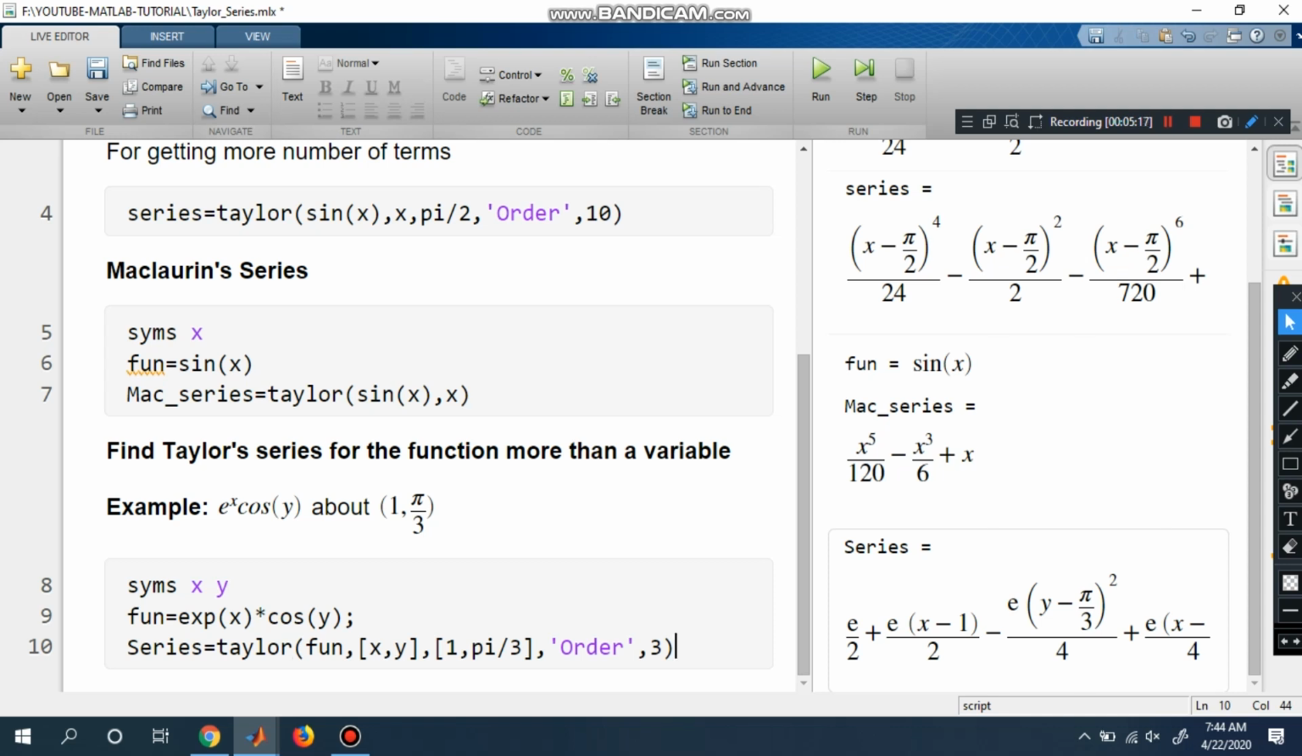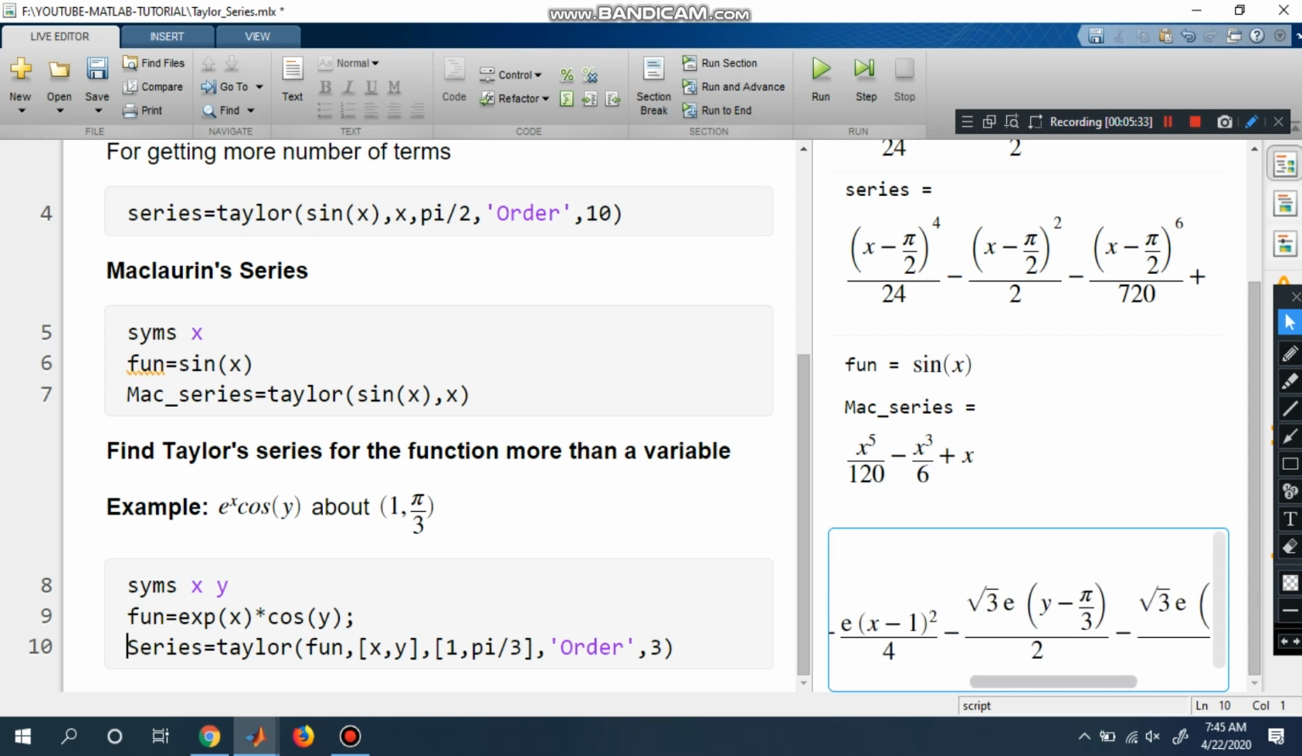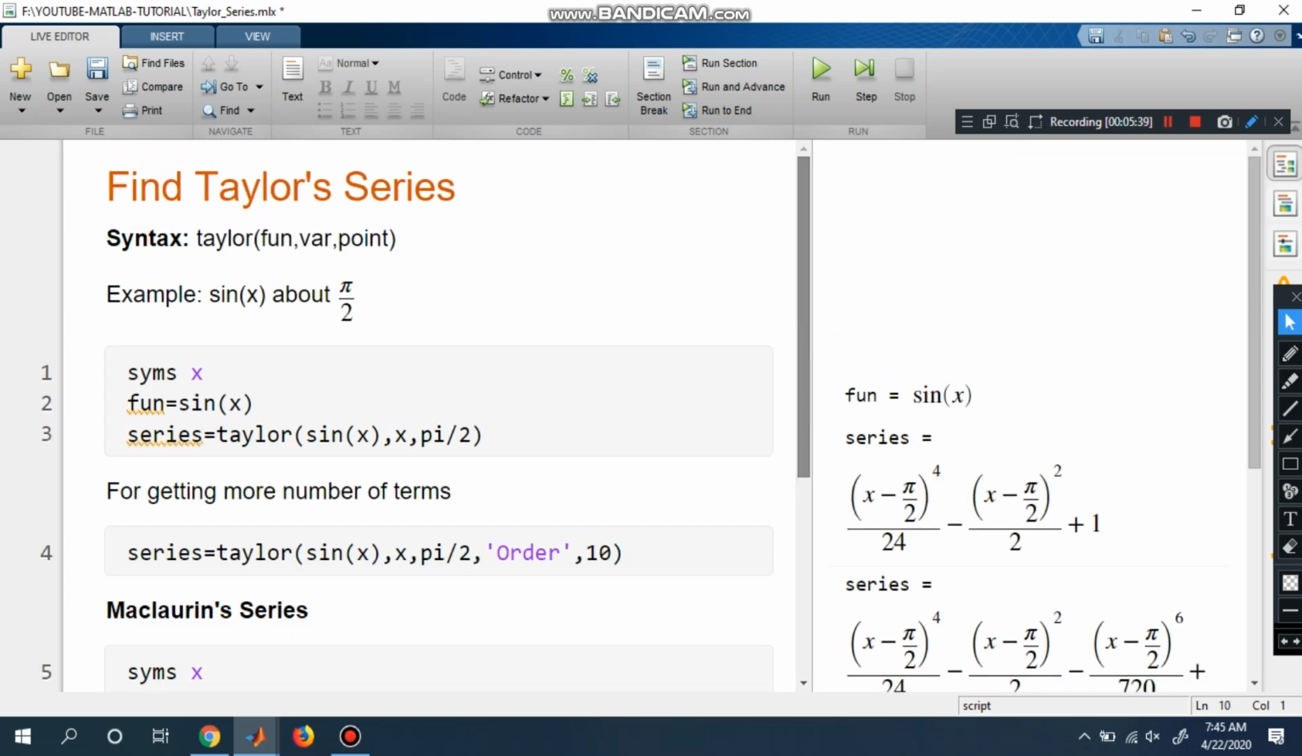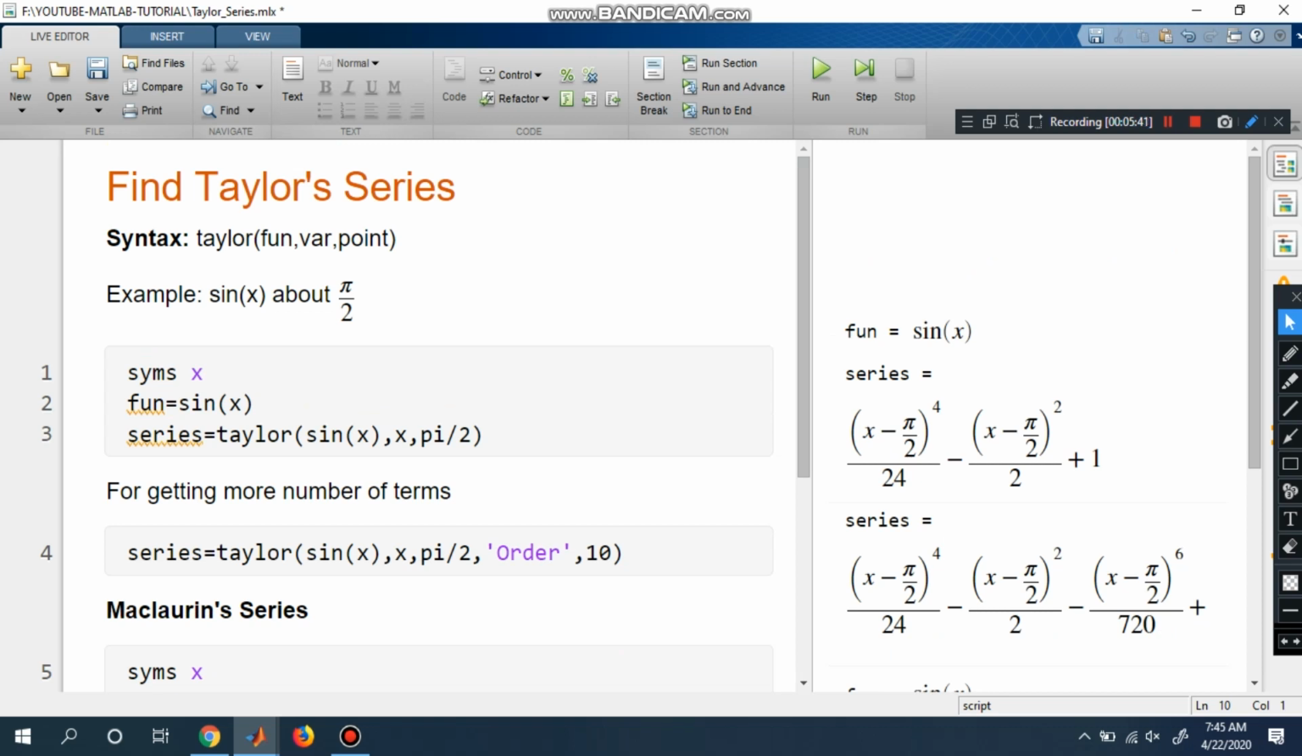Now let us see what we will get after executing this. So this is the solution we got. e is nothing but e power 1 because x is 1, and see here what we are getting. So this is how you can find the Taylor series in MATLAB for more than one variable or at different points.